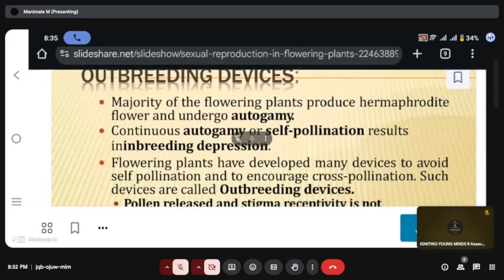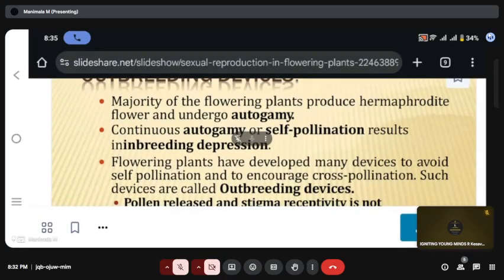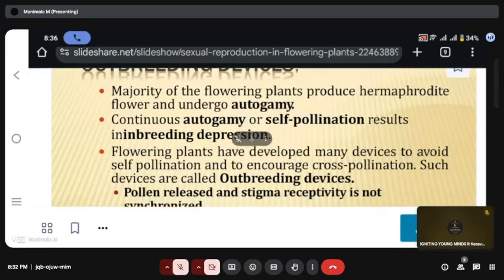Got it? So most of the plants are hermaphrodite. Hermaphrodite means both male and female parts are present in the same flower. If they are present in the same flower, they undergo self pollination only. When there is continuous self pollination, the result is inbreeding depression.